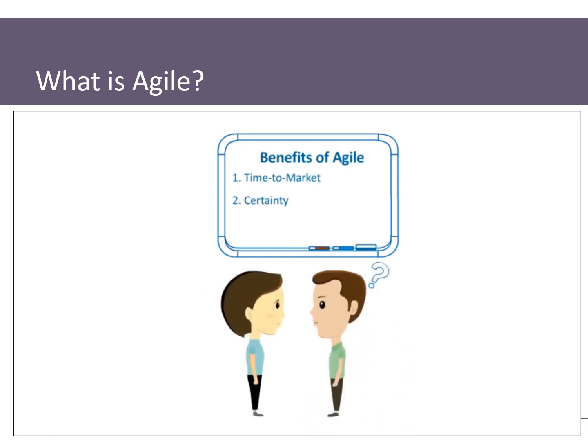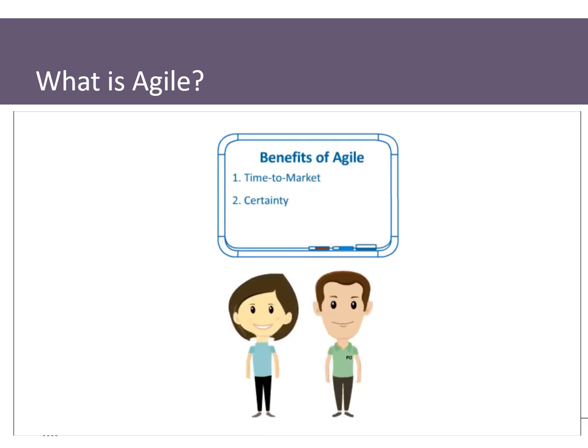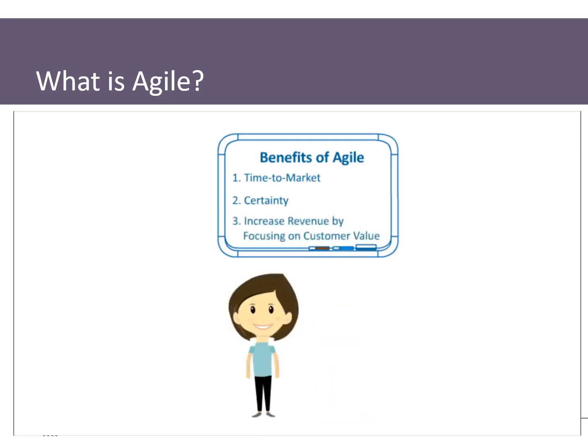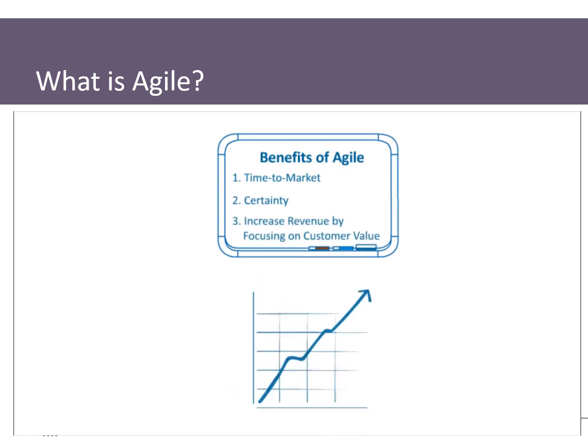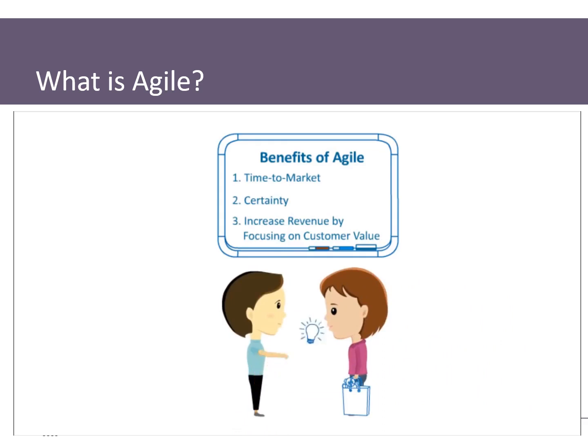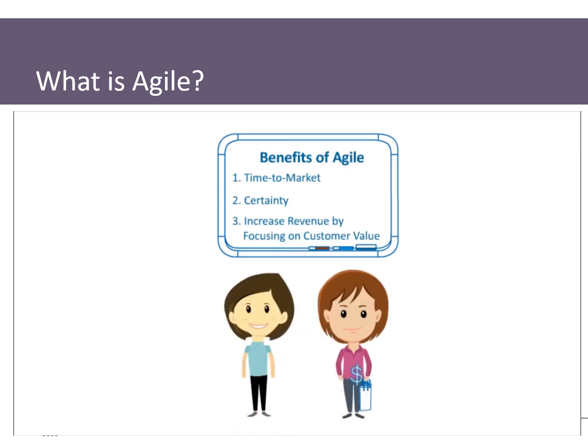Since Rajesh continually asked Mary what she thought of the site's progress, the end result was closer to what she needed. Lastly, because Agile focuses on delivering customer value, it increases company revenue. Customer feedback was rapidly gathered and used to improve the website in later sprints so that customers are happy and inspired to spend more money.